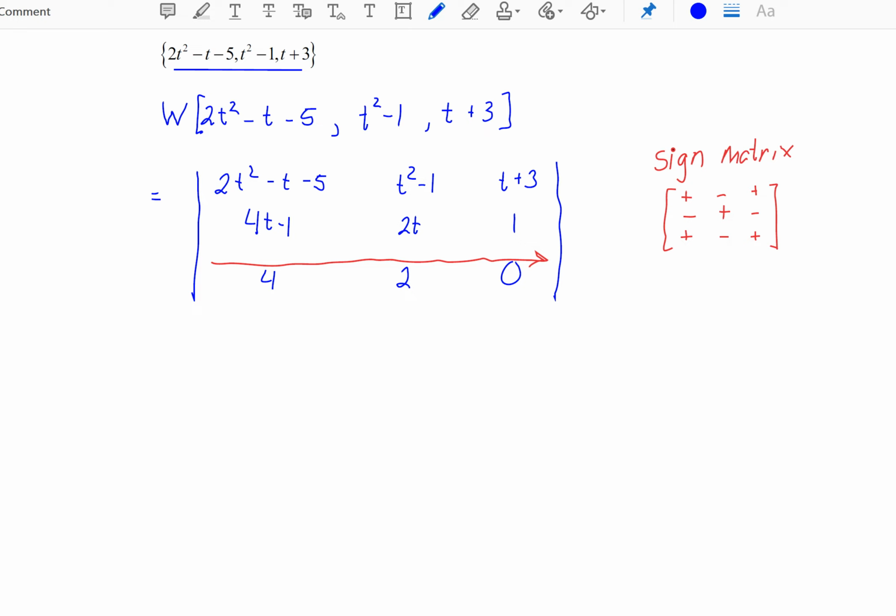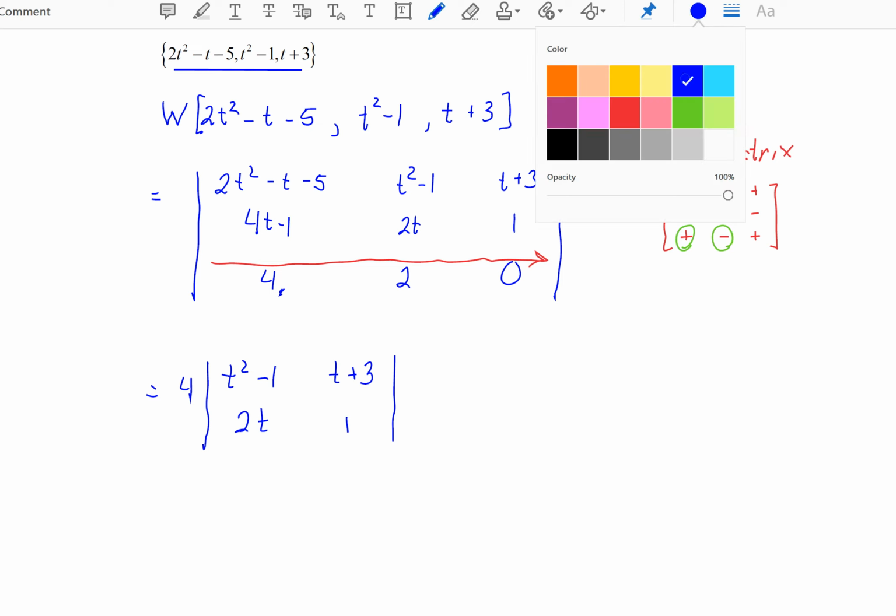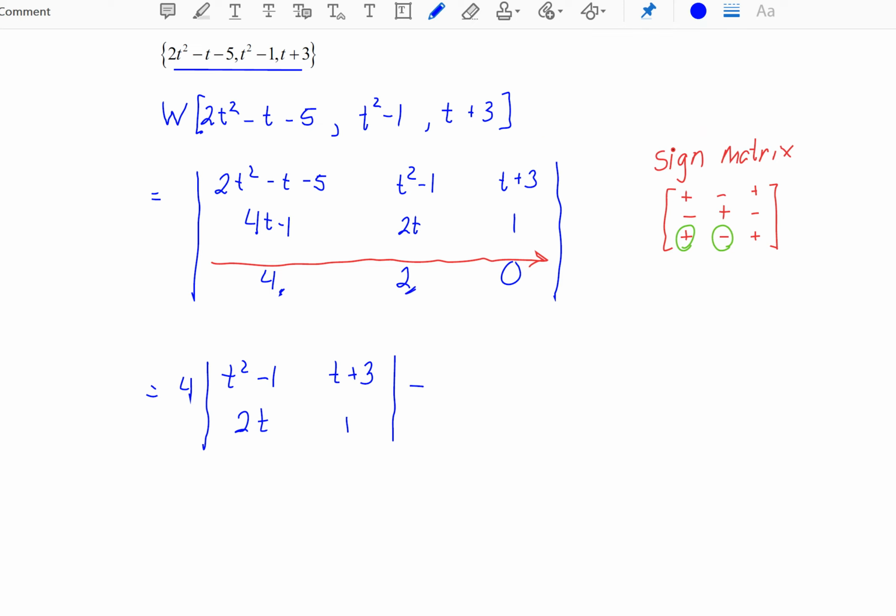When you're expanding on the third row, you're on this first element, the 4. That'll be 4 times a smaller determinant created by canceling this first column, leaving a 2 by 2 matrix. Notice that the sign of this 4 is going to be positive. Then the next one's going to be minus. So minus 2 times the determinant created when you cancel that middle column.